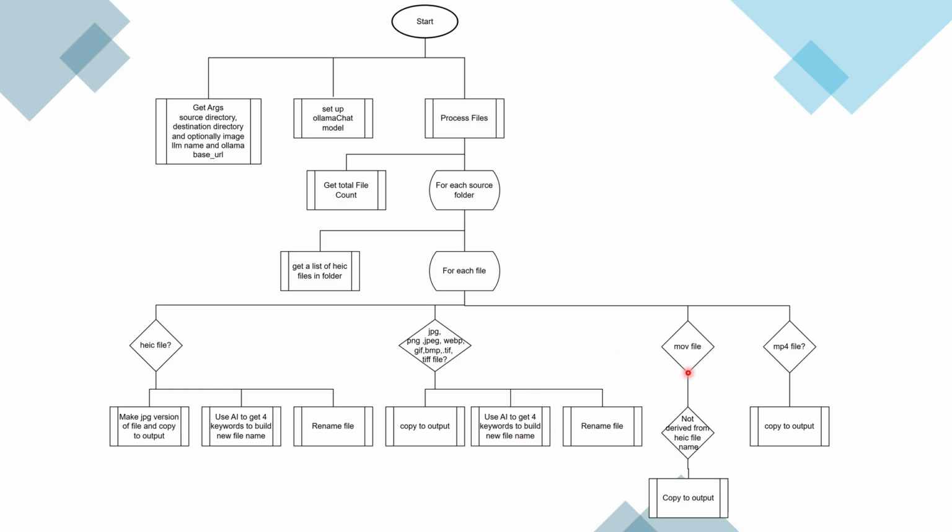This is where I do something tricky with the move files. So when I take a snapshot with an iPhone or iPad, what it does is takes a little movie as well. I don't want to store those. I don't really use them. So what I do is if I find that there's a move file with the same base name as a heic file, then I don't bother copying it. Other move files I will copy to the output. And then finally I also copy MP4 files.